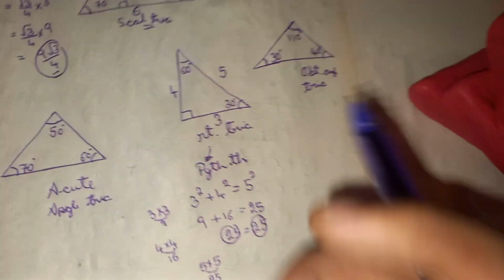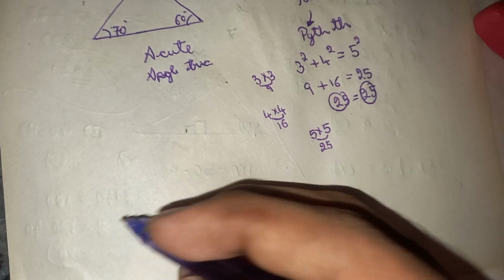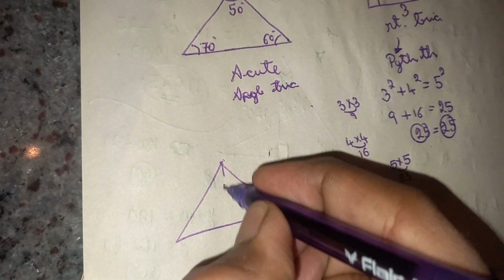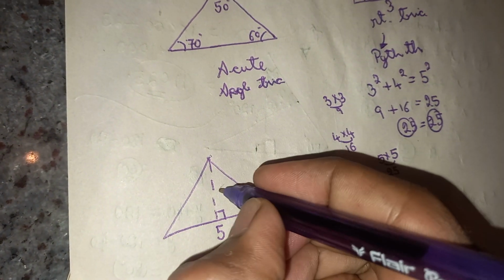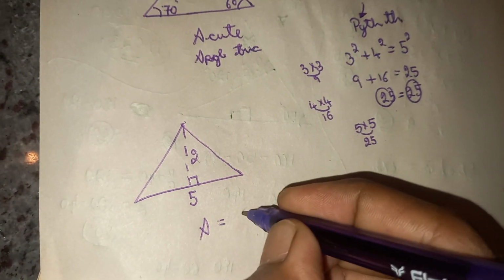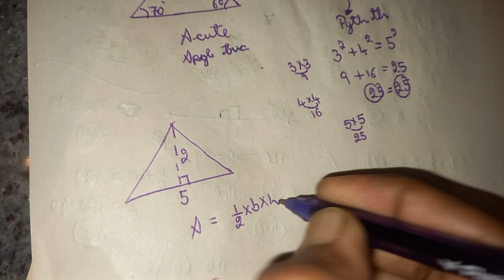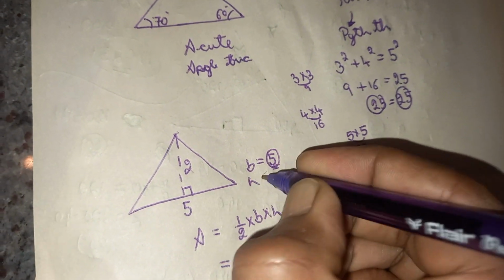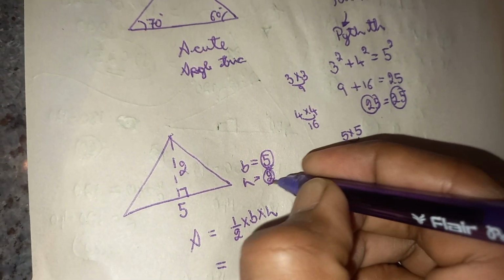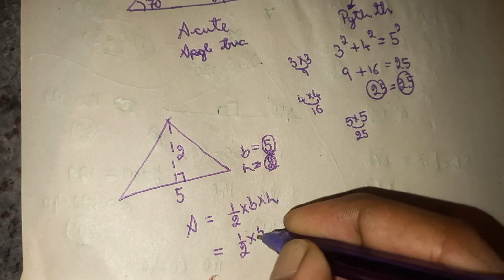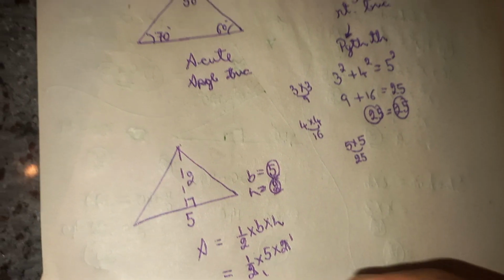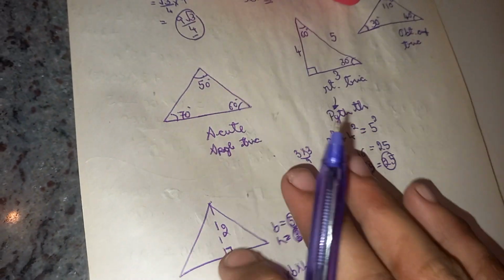Now let's find the area of a triangle with the base and perpendicular height given. In this triangle, they have given the base length as 5 units and the perpendicular height as 2 units. The area of this triangle is half times base times perpendicular height. Here this is the base, so the base is 5 units. The perpendicular height is 2 units. When you multiply, you get half times 5 times 2, which is 5 square units. This is the normal way of finding the area of a triangle.